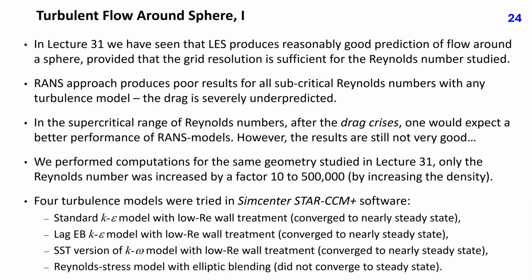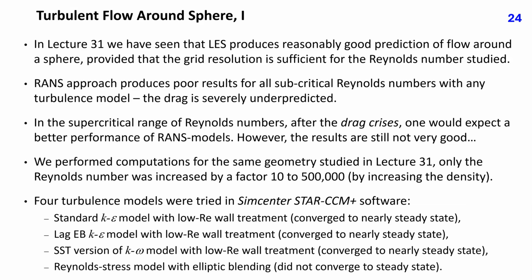We now turn to a more detailed analysis of flow around the sphere. In lecture 31, we have seen that LES produces reasonably good prediction of flow around the sphere, provided that the grid resolution is sufficient for the Reynolds number studied. The RANS approach produces poor results for all subcritical Reynolds numbers with any turbulence model; the drag is severely underpredicted. In the supercritical range of Reynolds numbers, after the drag crisis, one would expect a better performance of RANS models. However, the results are still not very good, as will be shown in the following slides.